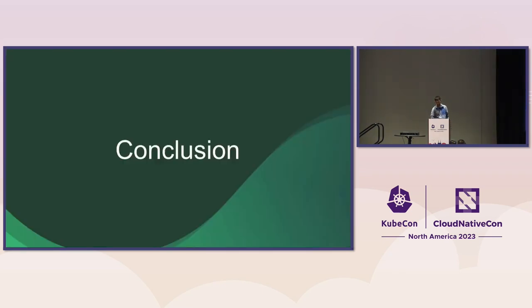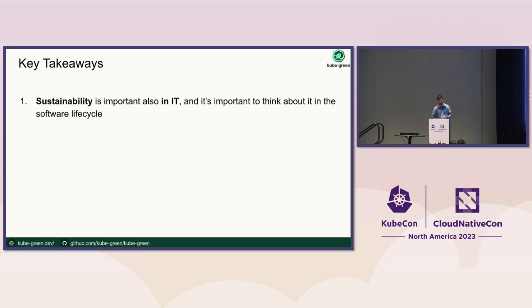Okay, to conclude, some key takeaways. Sustainability is important also in IT. We already saw in the keynote on the first day, and also today, there is a talk about sustainability. And it's important to think about it in the whole software lifecycle. There are some groups which can help to create green software, so there are Slack channels and so on where you can talk about these groups. There are also very interesting open source projects to help measure and reduce energy consumption. For example, here there is Kepler, which is a really interesting open source tool.